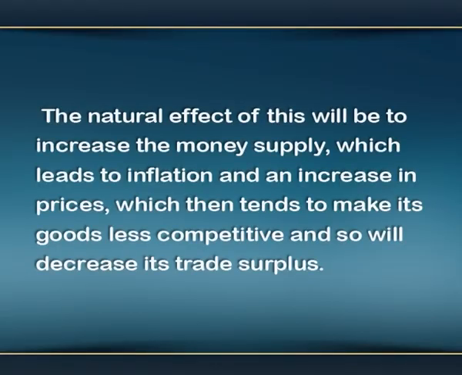In the case of a gold standard, the mechanism is largely automatic. When a country has a favorable trade balance, as a consequence of selling more than it buys, it will experience a net inflow of gold. The natural effect of this will be to increase the money supply, which leads to inflation and an increase in prices, which then tends to make its goods less competitive and so will decrease its trade surplus.